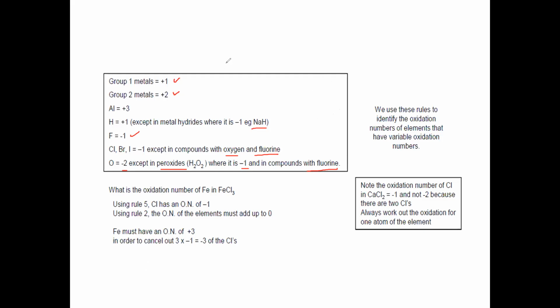Now we will do some examples of how to work out the oxidation number. For example, iron FeCl3.